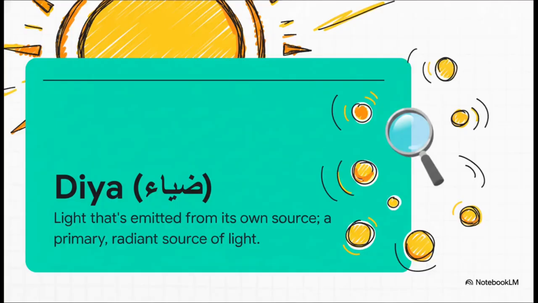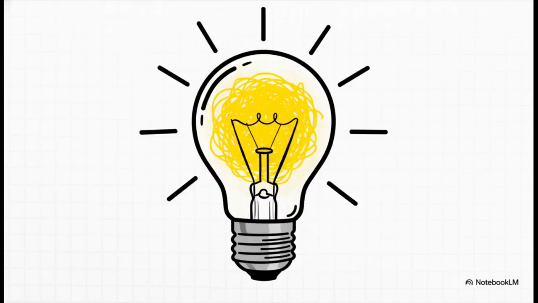Let's start with dia. This word isn't just a generic term for brightness, no. Its very specific meaning is a light that comes directly from its own source. It's a self-generating primary kind of glow. Think of it as the source itself. To make this super clear, let's use a simple analogy. Picture a light bulb. Dia is like the glowing hot filament inside. You know, the part that's actually creating the light from its own energy?